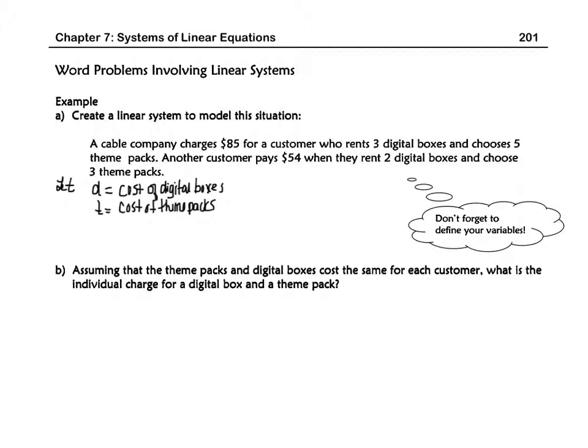So our first equation could be that 3 digital packs plus 5 theme packs cost $85. And the other equation would be that 2 digital boxes plus 3 theme packs cost $54.